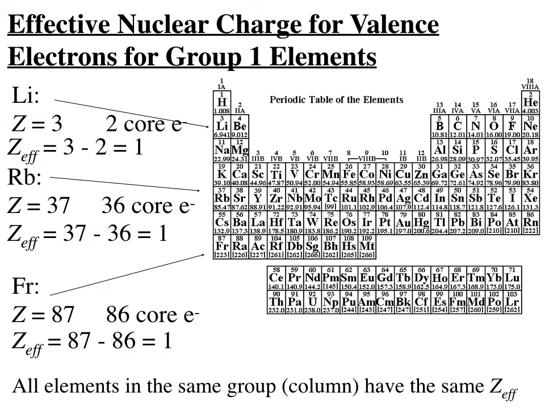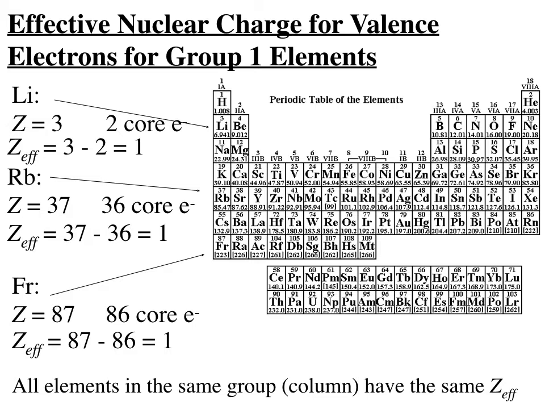If we continue this theme with column 2, we would see, for instance, for beryllium, which has Z of 4, it still has 2 core electrons. Beryllium has Z effective of 2. Magnesium, which has Z equal to 12, has 10 core electrons. It has Z effective of 2 as well. So does calcium, so does strontium, so does barium. They all have the same Z effective. And as a matter of fact, as the statement claims at the bottom, all elements in the same group, that means all elements in the same column, have the same Z effective.